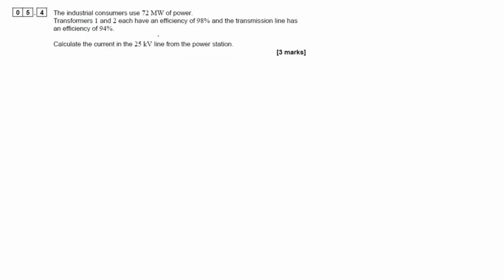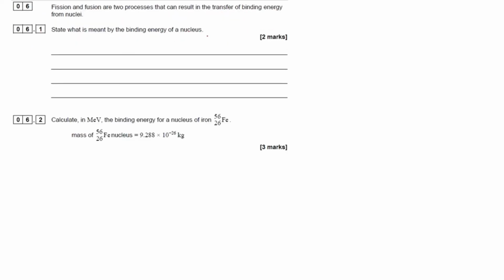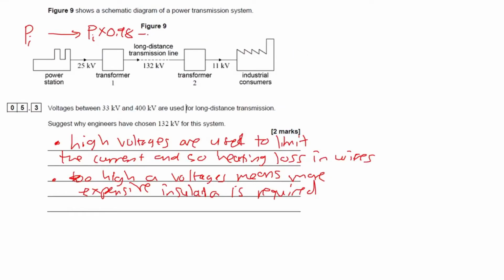It also says in the question that the transmission line itself has an efficiency of 94%. So as it goes through this transmission line, P decreases by, actually let me just get rid of that P here so it's not confusing. So what we're saying is that each of these stages will cause a decrease in the power.